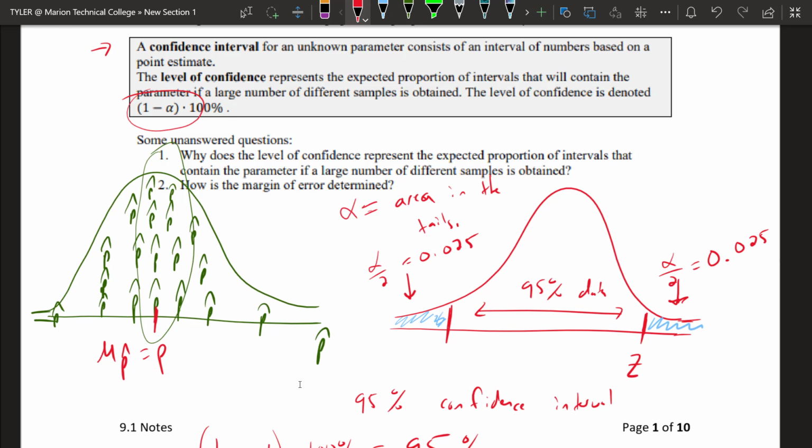Right? So then remember, the notation is if I do the subscript z of 0.025, this value, this number that's a subscript of z, that value, that number, is the area to the right. Right? So then this value over here would just be negative z 0.025. Right? And right in the center would be my mean, p.